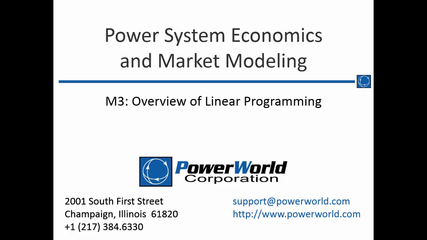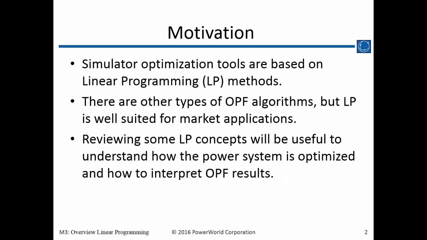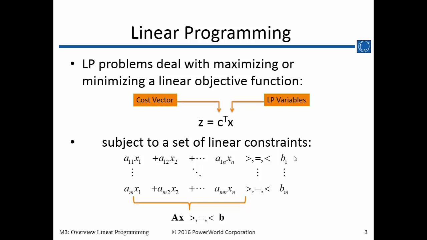In this section, we'll take a look at some principles of linear programming optimization and how they are used in PowerWorld Simulator's OPF tool. As we mentioned in the last section, the software uses linear programming methods in order to do the optimization because it's well suited for determining binding constraints, and it just works well for electricity markets. So we'll review the concepts so that we understand how it works, and then also how some of the displays can be used inside the OPF results.